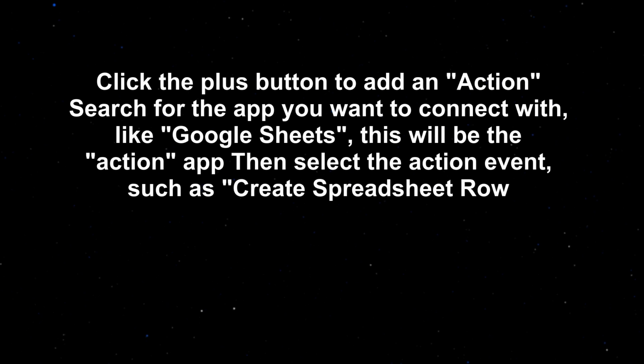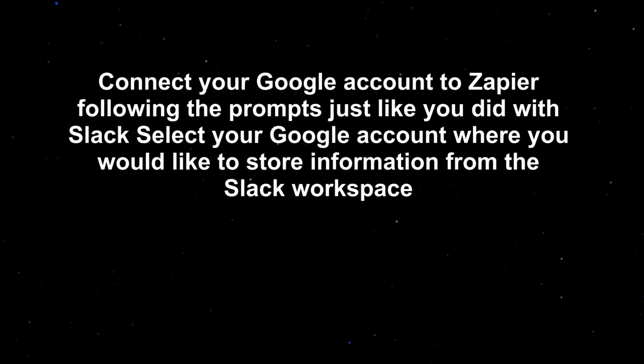Click the plus button to add an action. Search for the app you want to connect with, like Google Sheets. This will be the action app. Then select the action event, such as Create Spreadsheet Row. Connect your Google account to Zapier following the prompts just like you did with Slack. Select your Google account where you would like to store information from the Slack workspace.